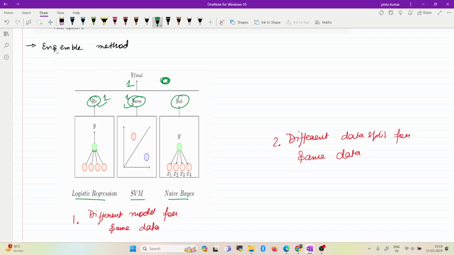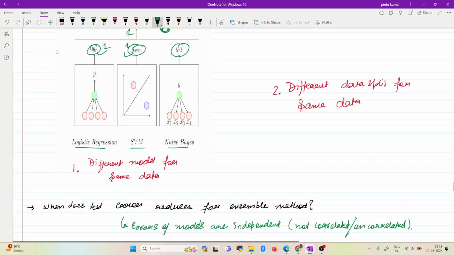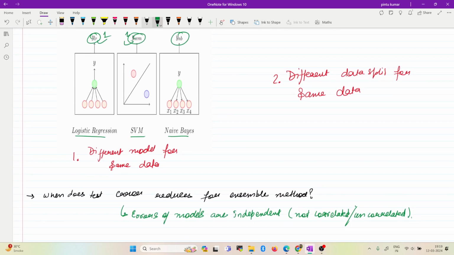So it is written as ensemble, but many people pronounce it differently. I'm not sure which one is the correct pronunciation. There are two ways to implement this. One is that you take the same data set as in this picture that we have drawn, but you pass it through different kinds of models. You will pass it through logistic regression, through SVM, through naive Bayes, and see this behavior.